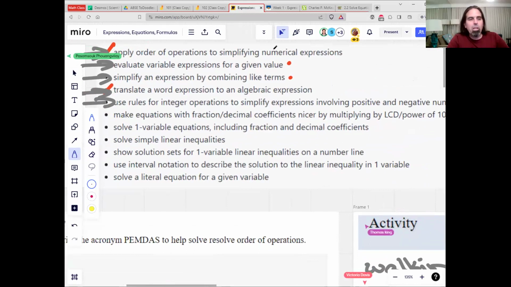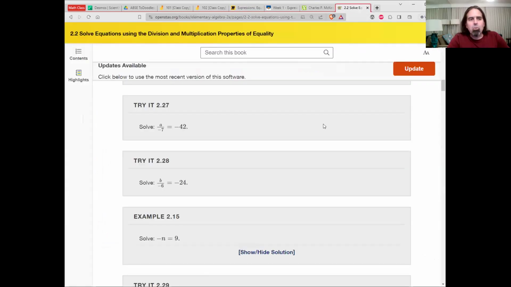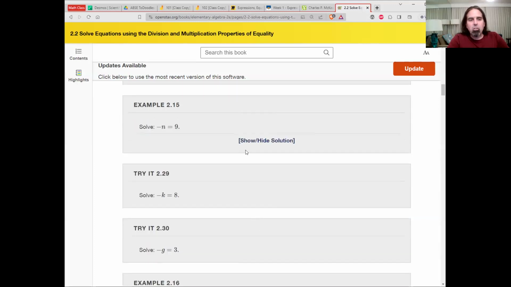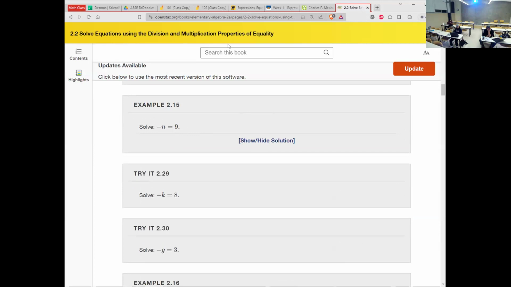I wanted to take a quick break before talking about inequalities, because now we have done both of these, and talk about using a textbook. The free textbook we have has these show and hide solutions, which is very nice, because you can try it yourself and then see if you got it right or not.